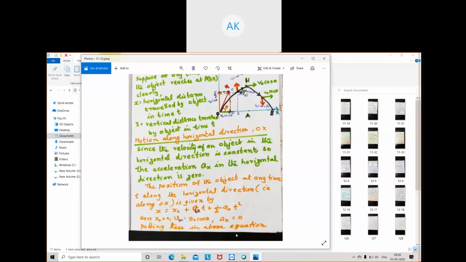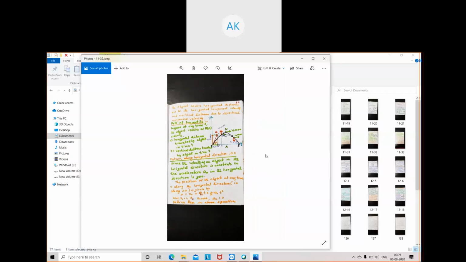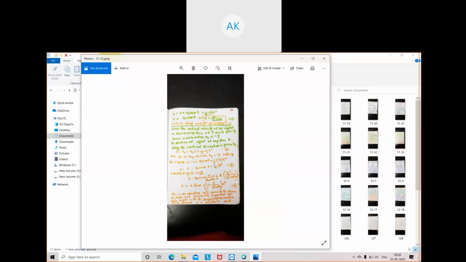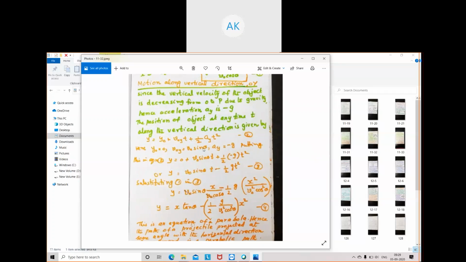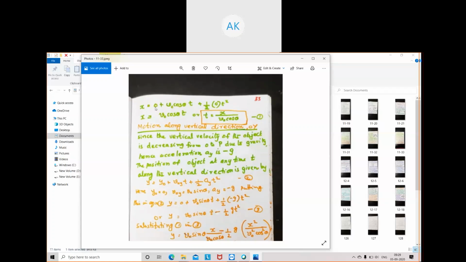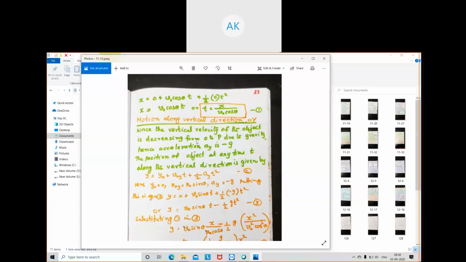Putting all these values into the above equation, what do we get? x0 is 0, plus v0 cos theta into t, plus half into 0, acceleration is 0, into t square. So we get x equal to v0 cos theta into t. Therefore, t equal to x by v0 cos theta. We got the expression for time when the body moves along the horizontal direction. That is equation number 1.